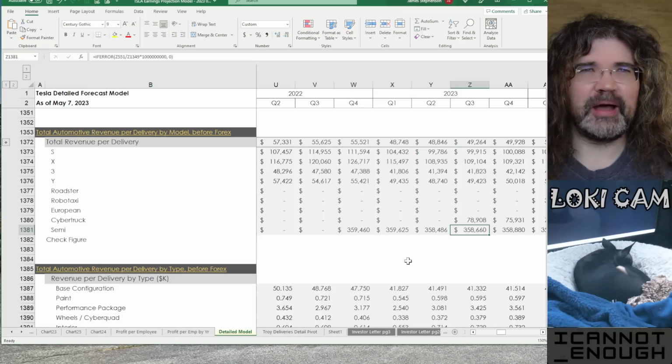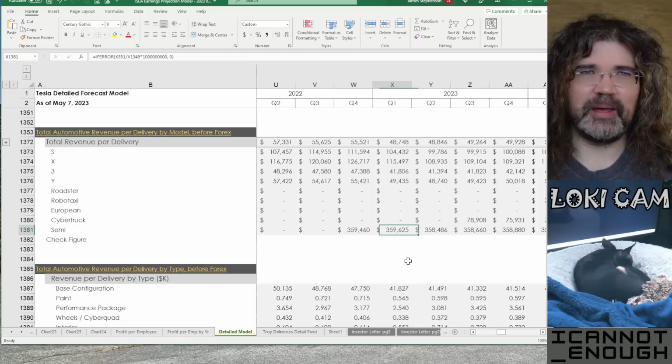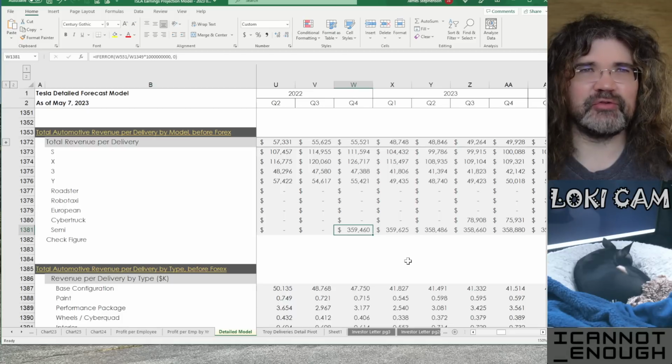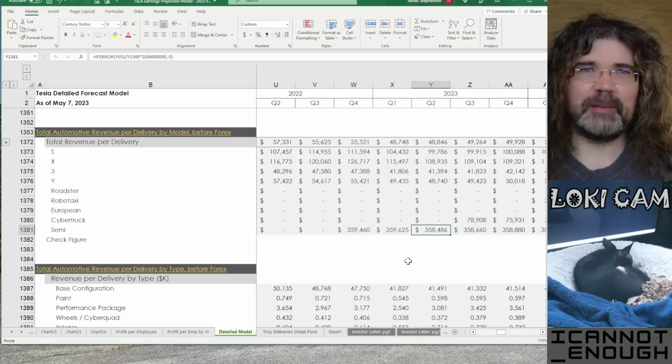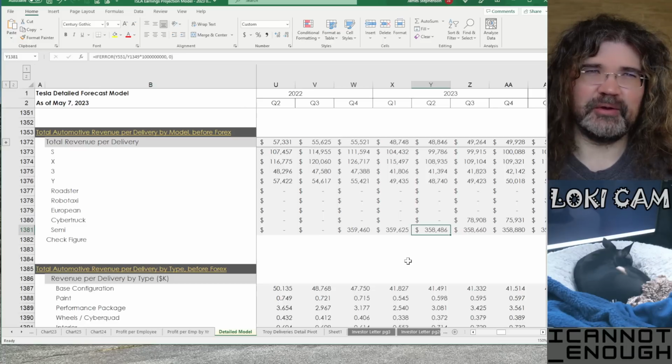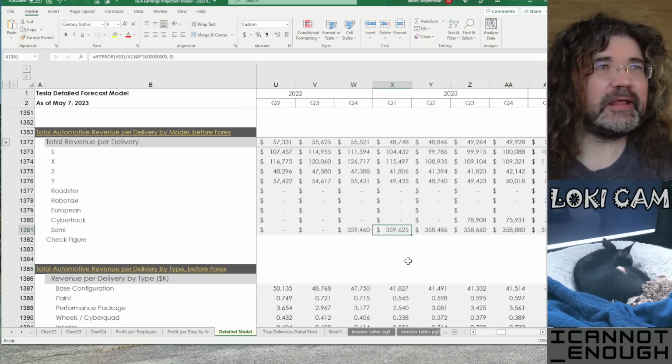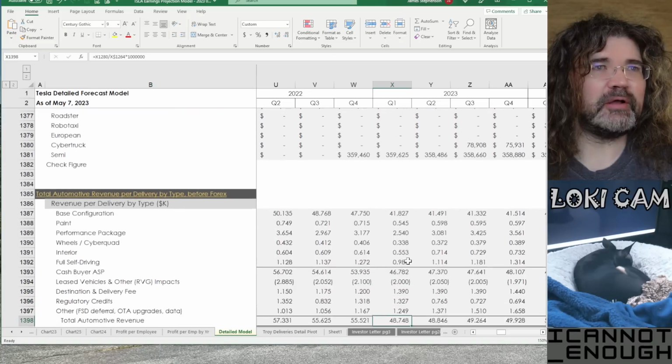Then for Semi, we don't know what Pepsi is paying for their semis that Tesla is delivering to them and has been since last year. But what I'm forecasting is that it's around $360,000. So I've got that here. That's my revenue per delivery.